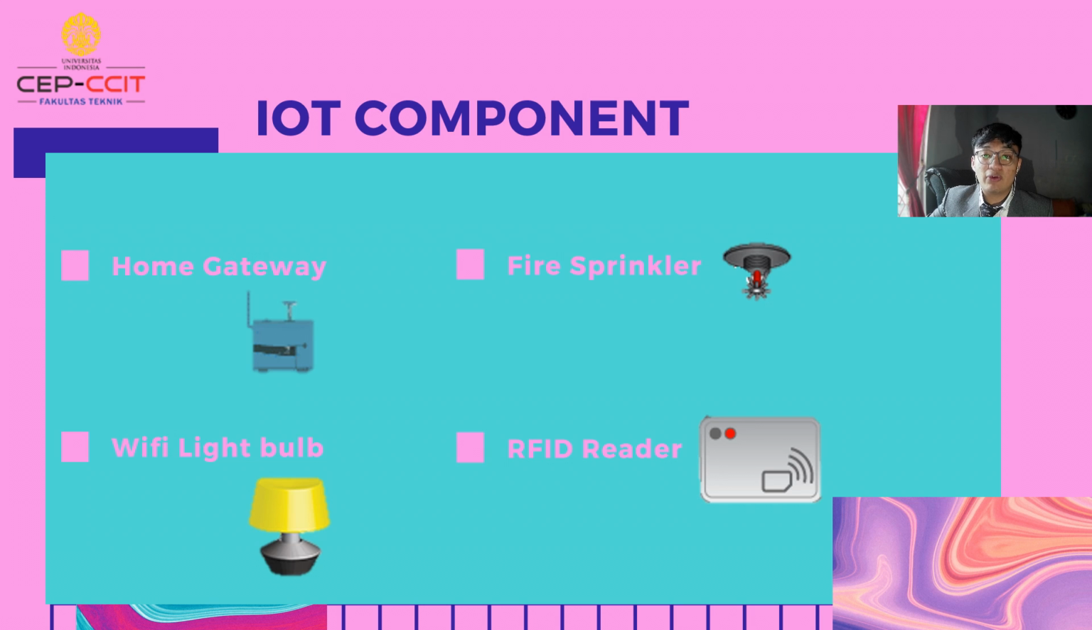Third, fire sprinkler. A fire sprinkler is a component of a fire sprinkler system that discharges water when the effects of a heating element have been detected. And the fourth is the RFID reader. The RFID reader is a network-connected device that can be portable or permanently attached. It uses radio waves to transmit signals that activate the tag.